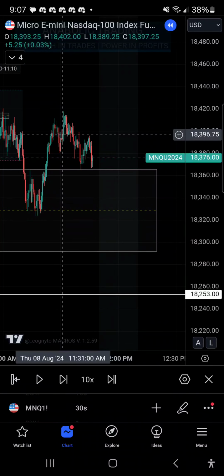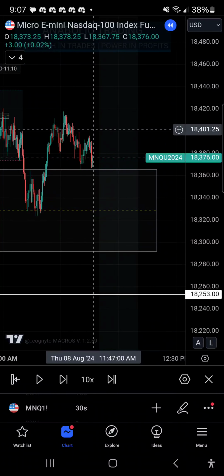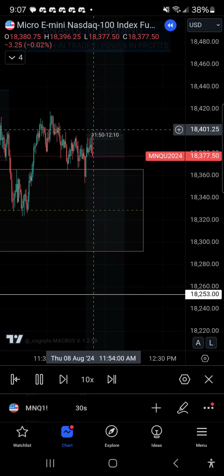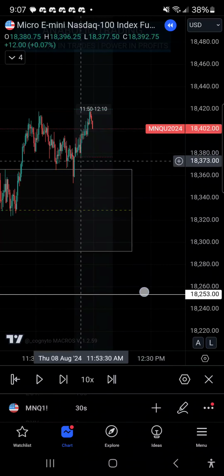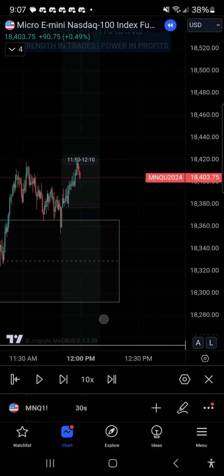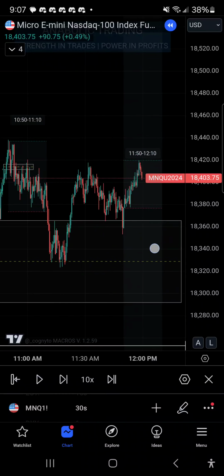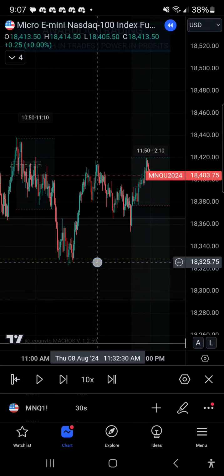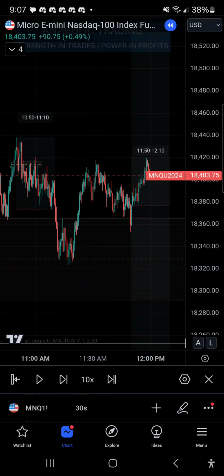Because it made a high, lower high. Okay, right here now. Have to get out here. But yeah, in the future, get out at the 50% line. Okay, that's enough.